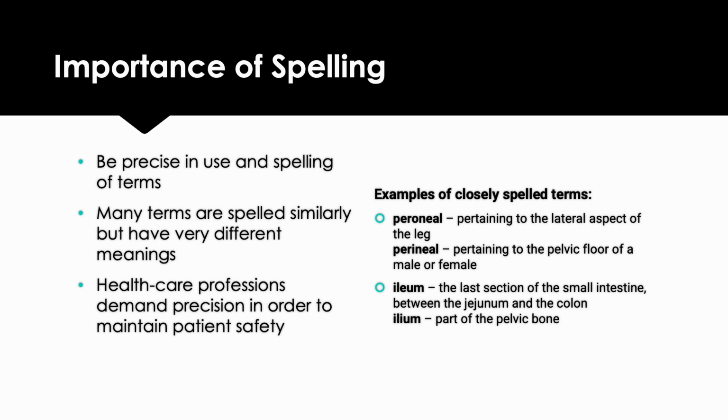So for example, these are words that are really closely related in look or sound, but totally different meanings. So we have peroneal. This means pertaining to the lateral aspect of the leg. So the further outside of the leg, right? Perineal, pertaining to the pelvic floor of a male or female. They sound the same, they spell almost the same, but the leg and the pelvic floor are totally different areas of the body, and you could easily get those terms mixed up. So it's very important to remember your spelling and which one you're using. Ileum and ilium. One of them is the last part of the small intestine, and one of them is a pelvic bone. So making sure that you know which one you are using is really important.